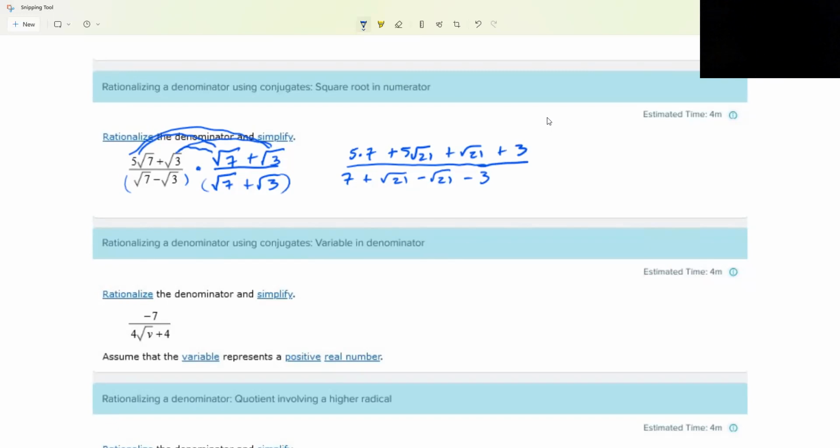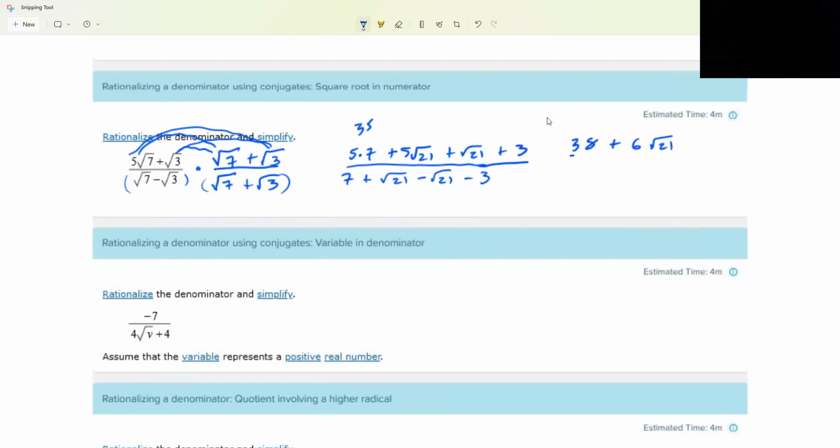Okay. I'm just going to clean it up a little bit. So on the top, remember, this is going to be 35. So I'm going to go ahead and add 35 and 3. That's going to give me 38. Okay. 5 square roots of 21 plus the square root of 21 is going to give me 6 square roots of 21.